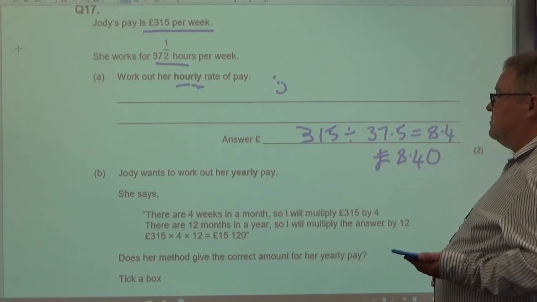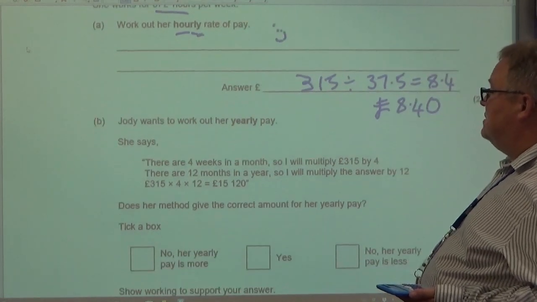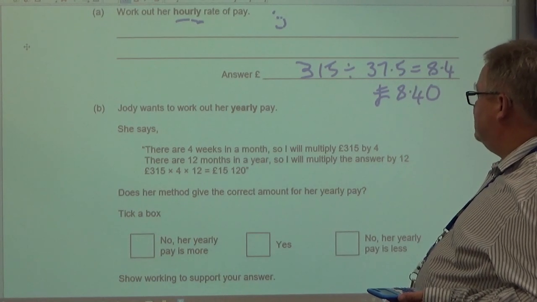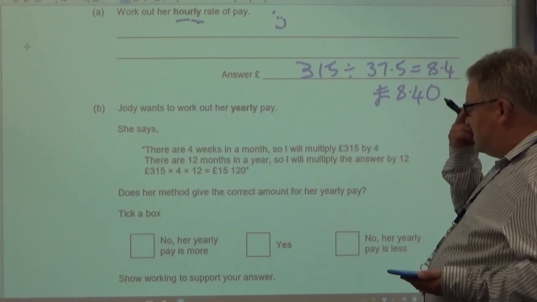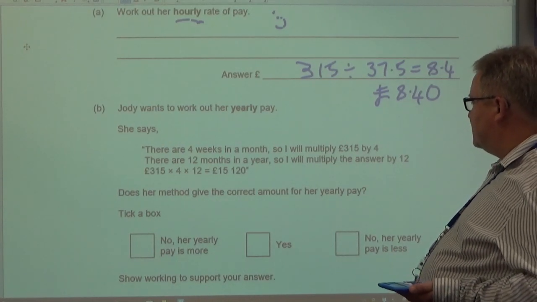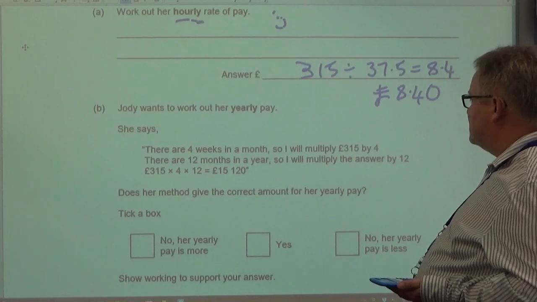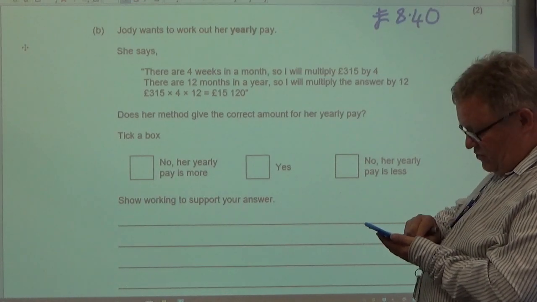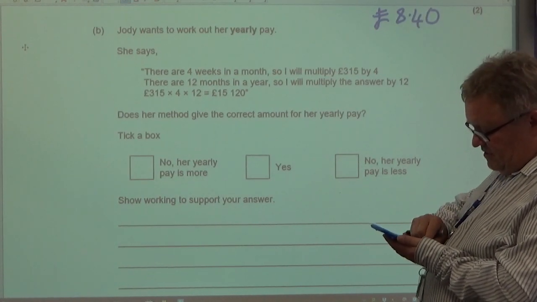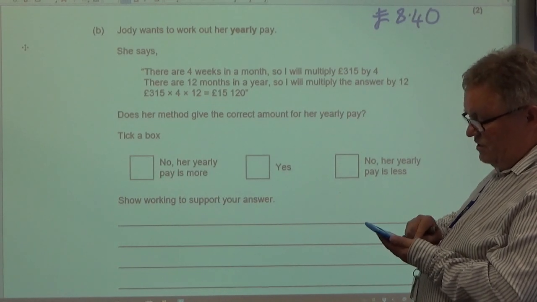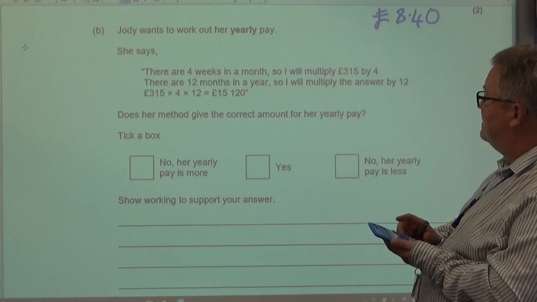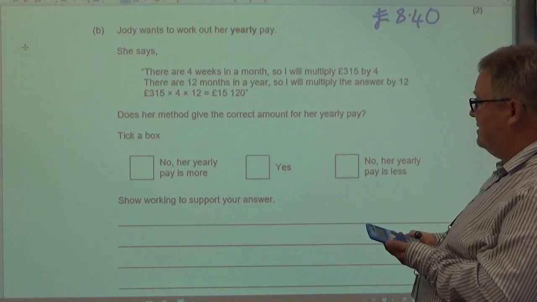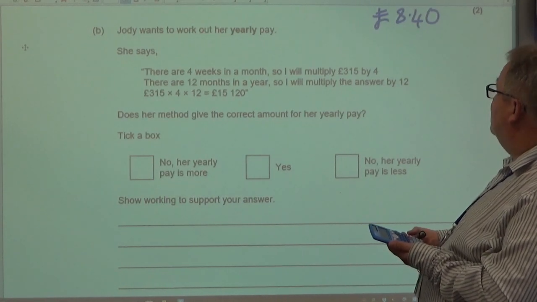Okay, so Jodie wants to work out her yearly rate. She says there are 4 weeks in a month, so I'll multiply 315 by 4. Sounds reasonably logical. And there are 12 months in a year, so I'll multiply the answer by 12. I'm just going to check that she's got that one right. 315 times 4 times 12 gives us, yeah, she's right in that, 15,120. Does her method give the correct amount for a yearly pay? Show working to support your answer.